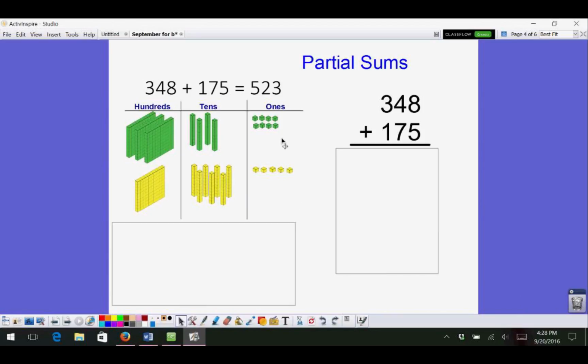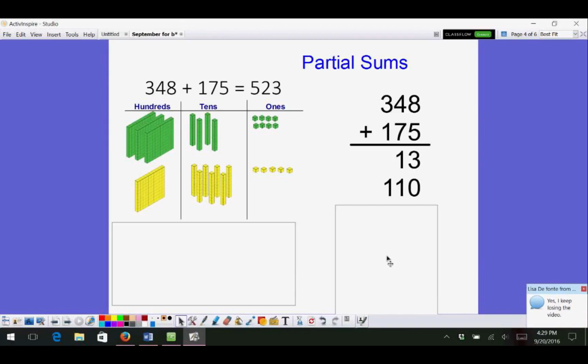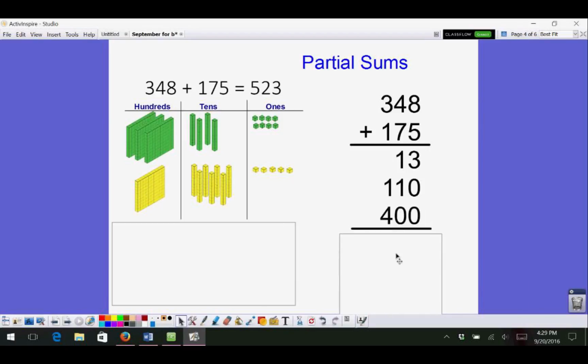So let's think about what happens here. I have 8 ones and 5 more ones, and 5 and 8 is 13. Do you remember partial products from multiplication? This is partial sums. Same basic idea. I have 4 tens and 7 more tens. That's 11 tens or 110. I have 300s and 1 more 100. That's 400. Add those partial sums. I get 523.